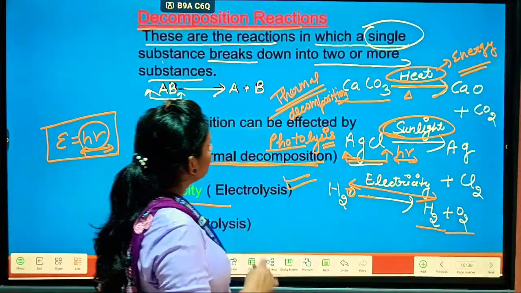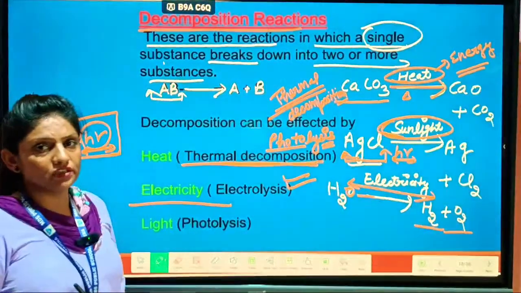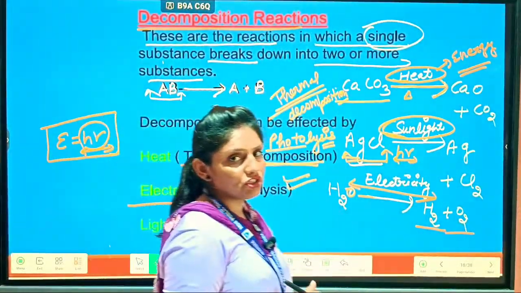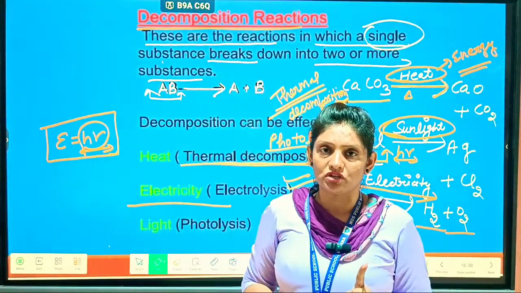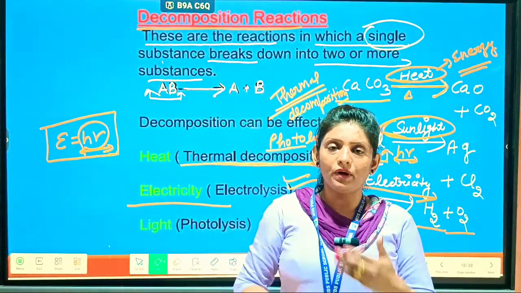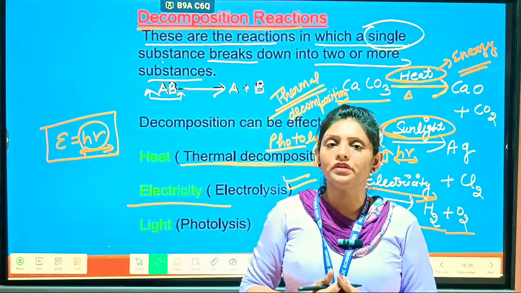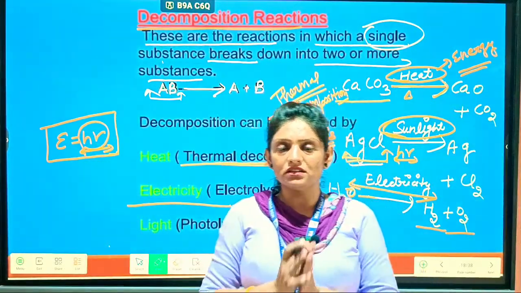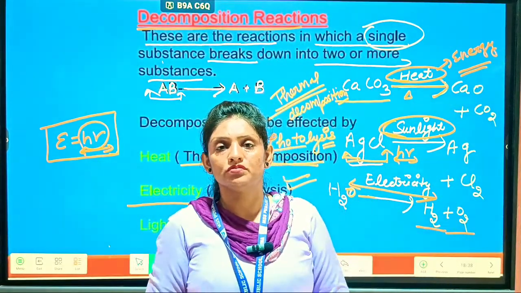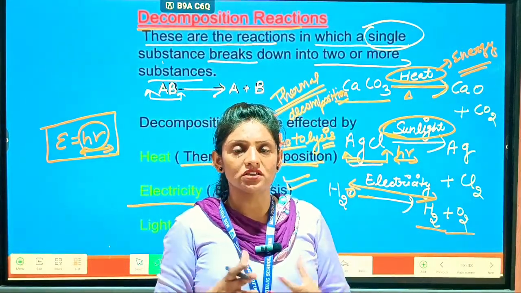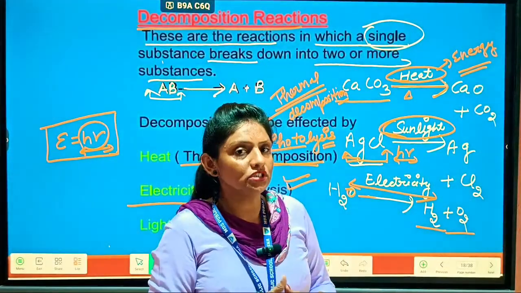So students, this is the decomposition reaction. In decomposition, we have a single substance. By providing some energy to that, we can break that substance into two or more substances. So that type of reaction is known as the decomposition reaction.